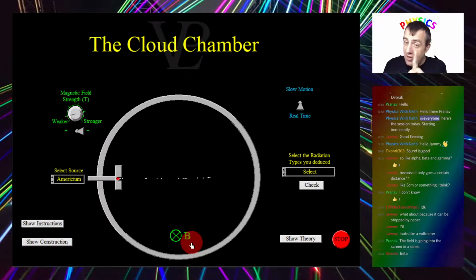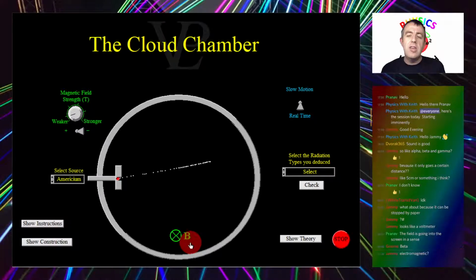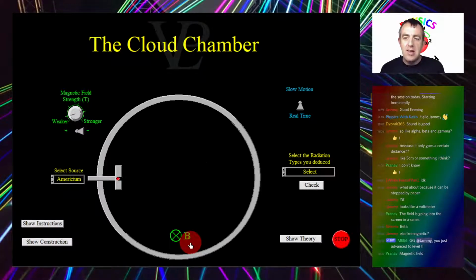And again, this is GCSE level. I like the way you're thinking, Gnome, but we're thinking about fields. And again, this is something that's usually covered at the end of GCSE. So electromagnetic, Jammy, it's part of that. Pranav's correct. It's the last part of that. It's the magnetic field. Now, what you may not yet know, if you haven't yet studied it at GCSE, is that charged particles experience a force in a magnetic field.